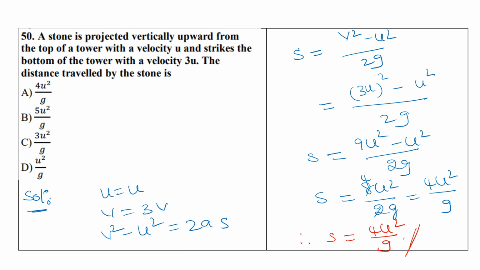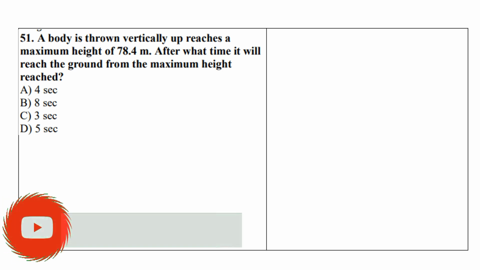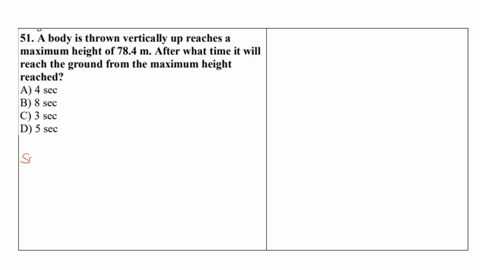Okay, next we will go to the next question. A body is thrown vertically up, reaches a maximum height of 78.4 meters. After what time will it reach the ground from the maximum height reached? So here we have to calculate the time taken. Now let us go to the solution.